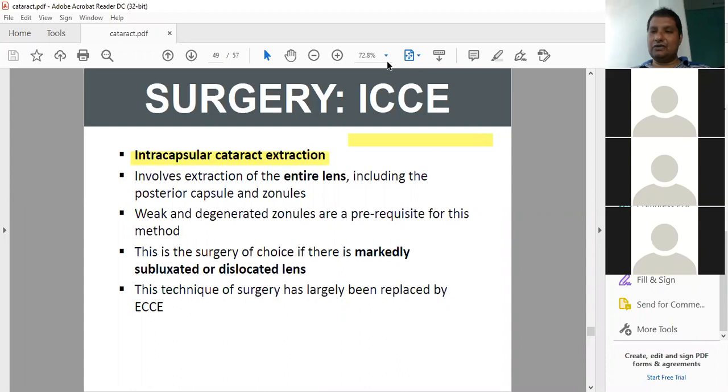I will correct the case. So one person can take the case, and he can send me the case before the class. I will go through that and we'll discuss that. If a person wants to present himself, he can schedule a Zoom class himself or herself and present. I don't mind that. And then we'll discuss the complications of cataract surgery.